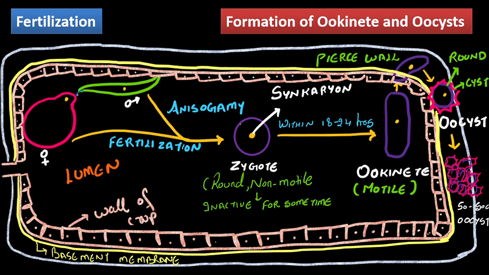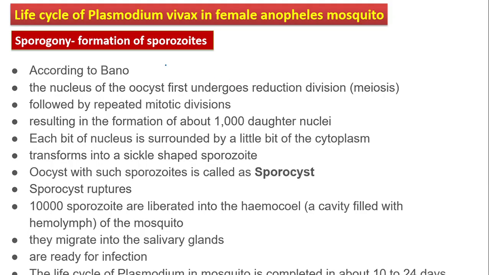यहाँ पे आप डायग्राम में देख सकते हैं फर्टिलाइजेशन कौन है. It is going to fertilize through here, and isogamy इस प्रोसेस को बोलते हैं. Fertilization होती है, zygote बनता है which is round, non-motile and inactive for some time. After 18 to 24 hours it changes its shape into a long cylinder-like structure. We call it as ookinete. Ookinete is motile, so it is going to pierce the wall, enter beneath the basement membrane and around it, it is going to develop the cyst. Now we call it as oocyst. This oocyst, 50 to 500 oocysts will be there and it appears like a nodule.